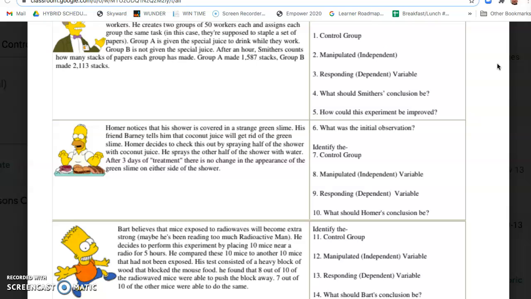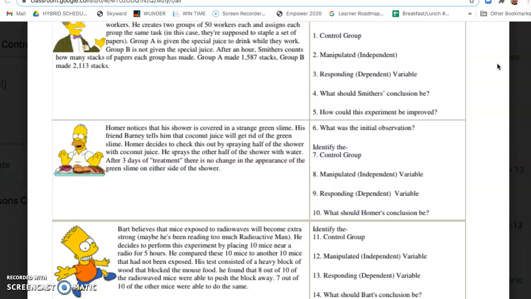Problem 2. Homer notices that his shower is covered with strange green slime. His friend Barney tells him that coconut juice will get rid of the green slime. Homer decides to check this out by spraying half the shower with coconut juice and then sprays the other half with water. After 3 days of treatment, there's no change in the appearance of the green slime on either side of the shower. What's the initial observation?